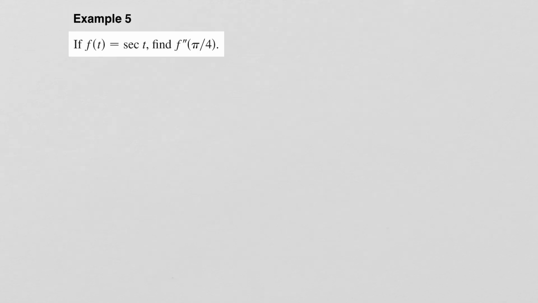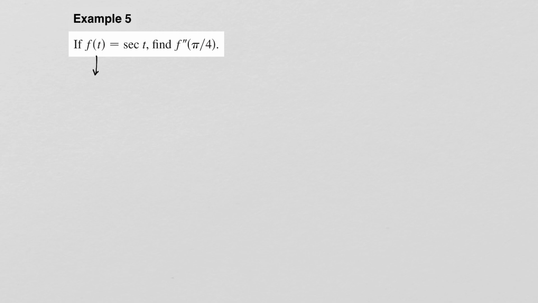In our next example, we have a function f of t equals secant of t, and we want to find the second derivative of f evaluated at pi over 4. One thing to keep in mind is that plugging in the value pi over 4 is the last thing you will do. First, we need to find the derivative f double prime.